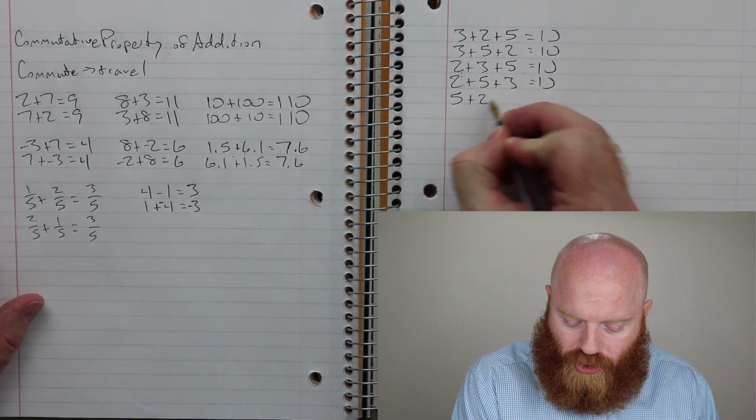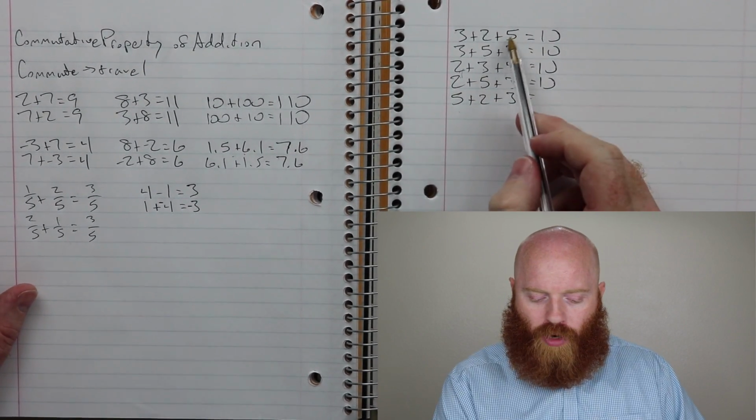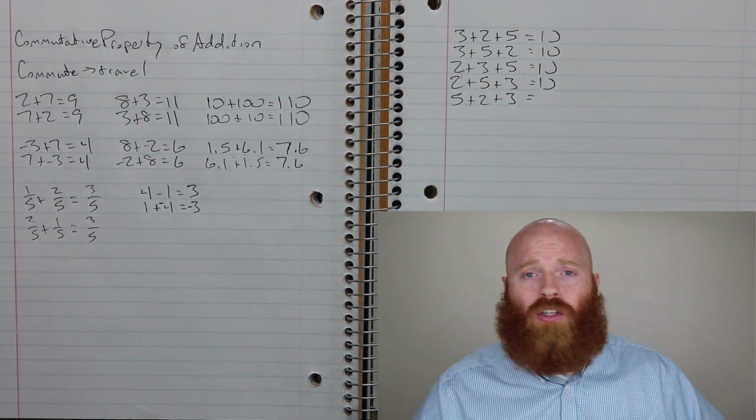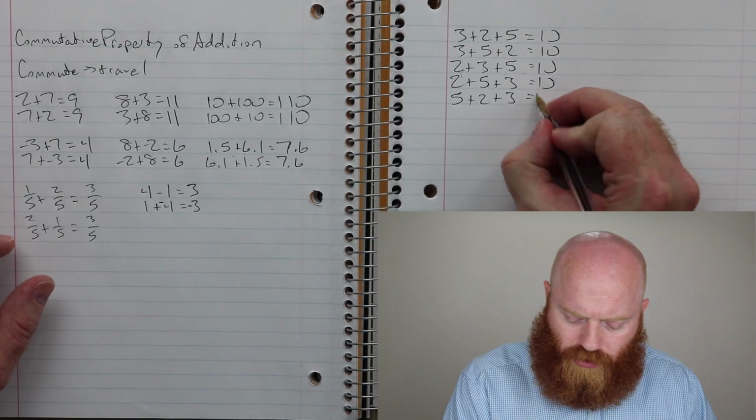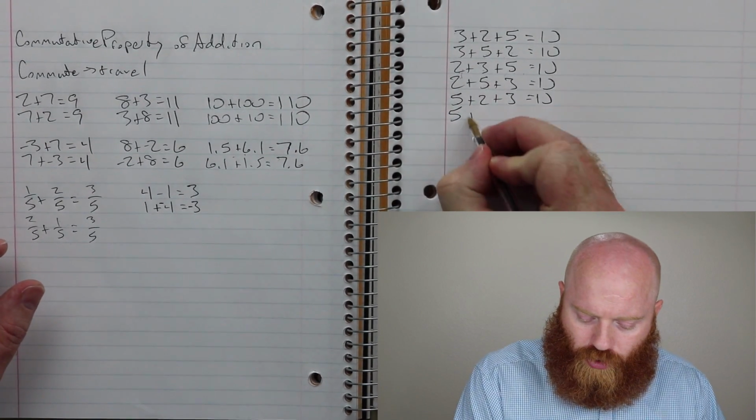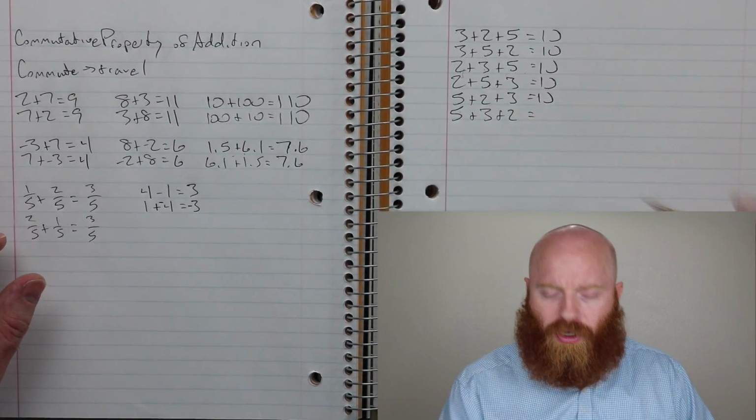What about 5 plus 2 plus 3? I got a 5 all the way on the side, the middle, the back, and all the front. Guess what? I don't care. 5 plus 2 equals 7. 7 plus 3 equals 10. I keep a 5 there, and switch the 2 and the 3 and put a 3 plus 2. Put them right there. Guess what?